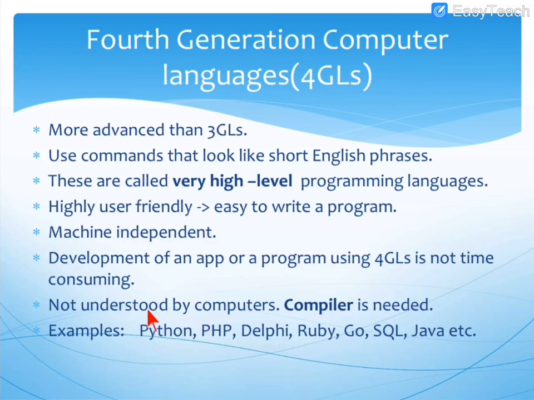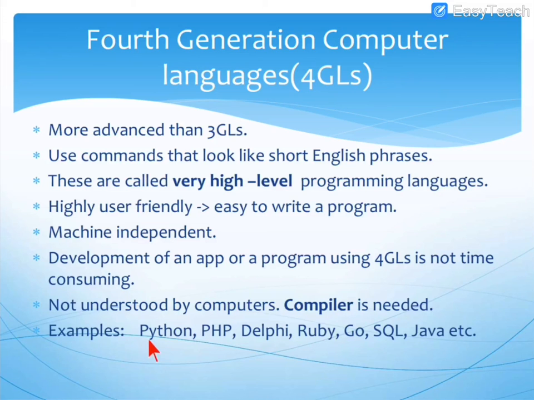Again, this language is not understood by the computers, so we need a compiler which converts the whole program written in the 4GL into machine language. Then the computer understands that machine language and the instructions, and gives us the necessary output. Here are some examples of the very high level programming languages, the 4GLs: Python, PHP, Delphi, Ruby, Go, SQL, Java, etc.